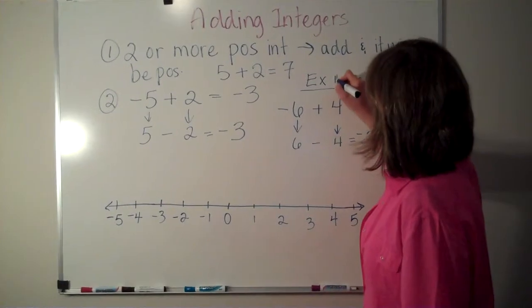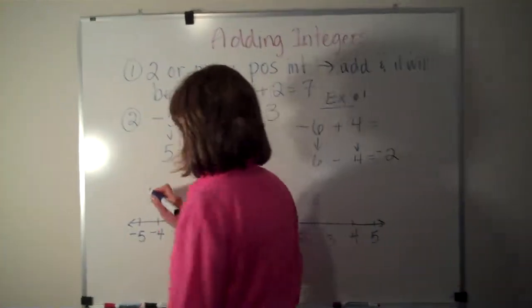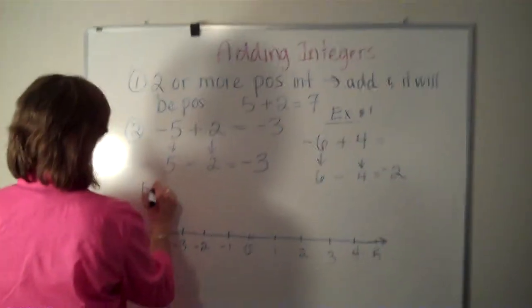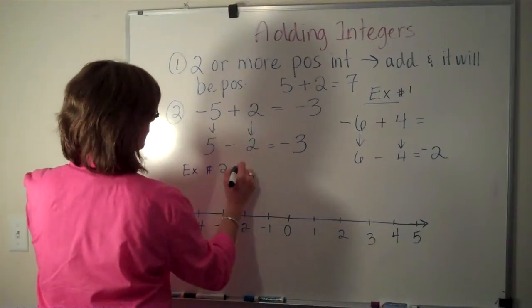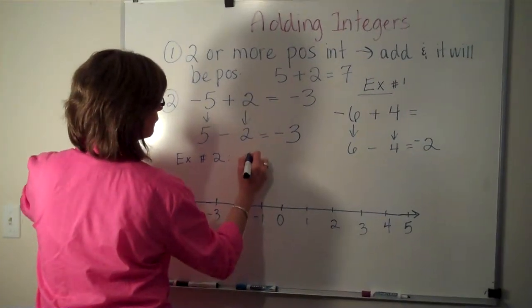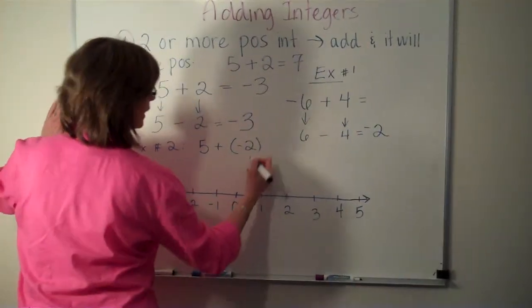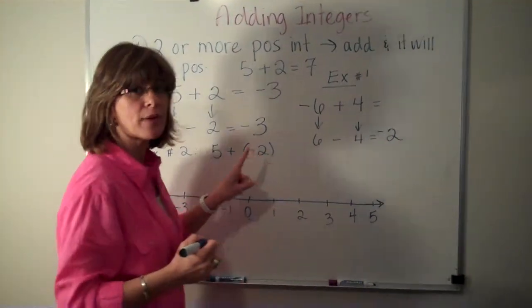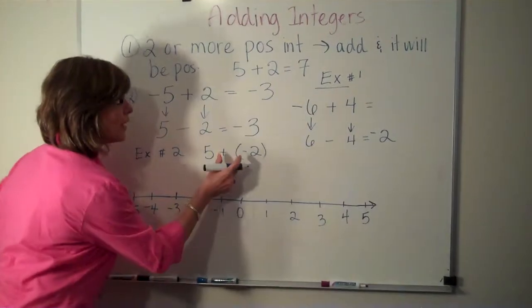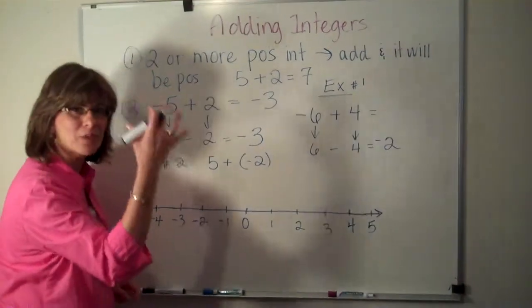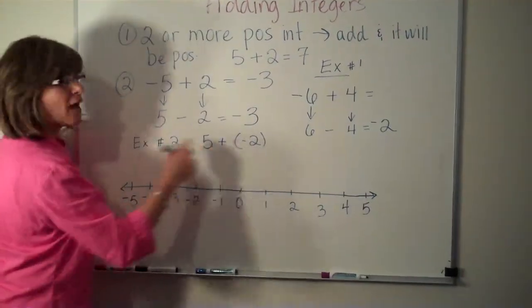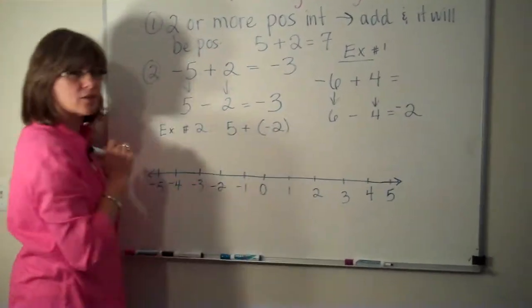Another example. Let's do 5 plus negative 2. Now notice I put the negative 2 in parentheses. I did that so that I'm not cluttering it up with a plus and a minus next to each other. That makes it hard to read. This way it's easier to read.